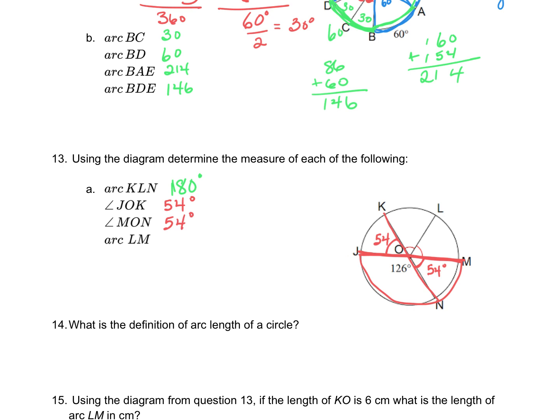And then we're looking at arc LM. Again, we're told we have two congruent angles here.